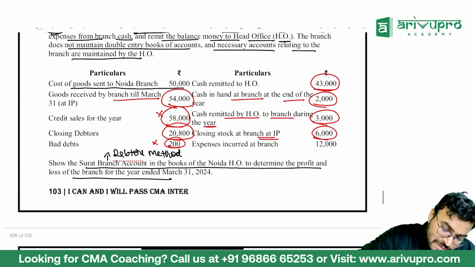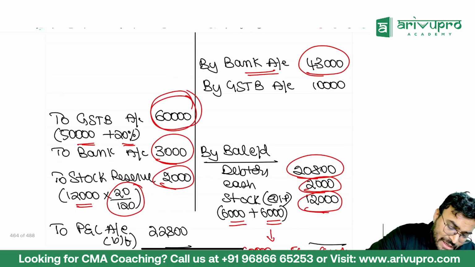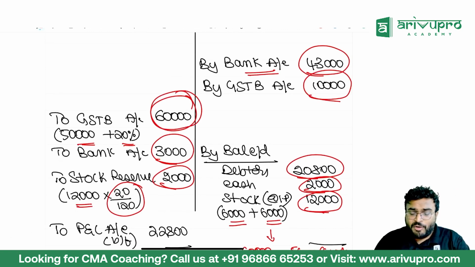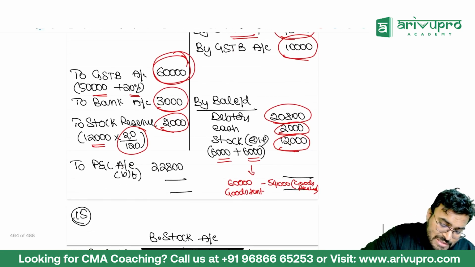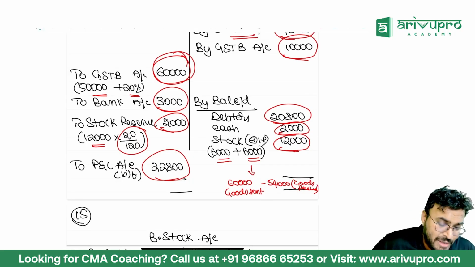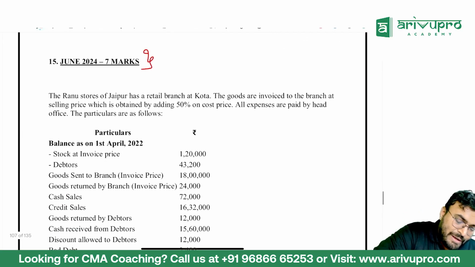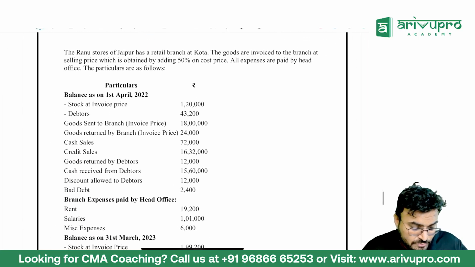Then they told expenses incurred at branch. That means they only have incurred it. When goods were sent at invoice price, I hope you remember, if you have to remove the profit immediately, whatever you get as balancing figure, that is your profit, and that profit will be transferred to P&L. Clear? Yes.